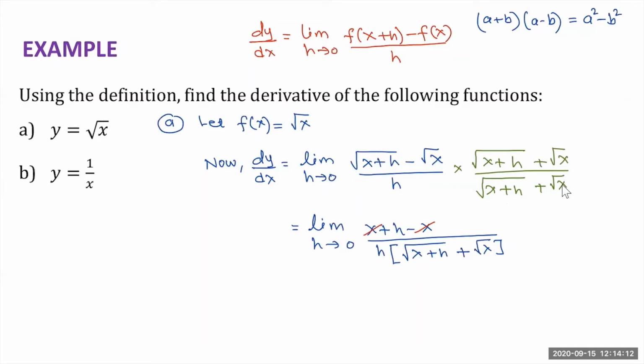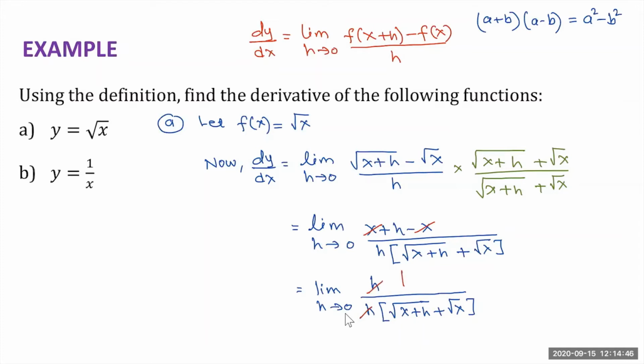So we are left with the limit as h approaches 0. In the numerator, we have h divided by, in the denominator, we have h times the square root of x plus h plus the square root of x. Now you can again see h divided by h is 1. So you can divide that. h divided by h is 1.